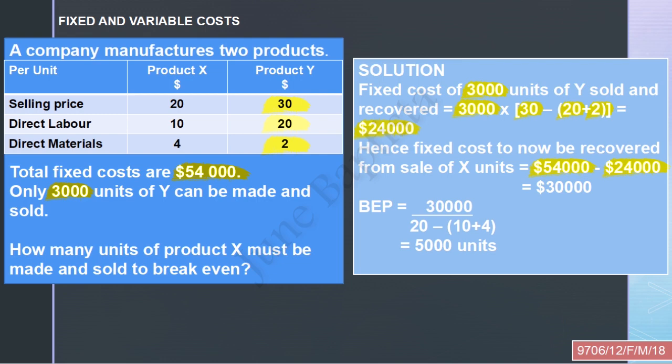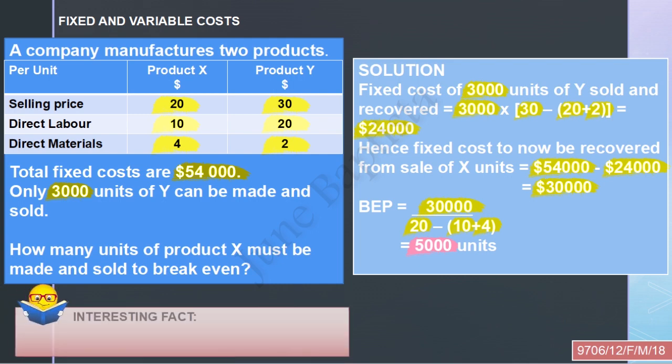Therefore, the break-even point is equal to fixed costs, $30,000, divided by $20 selling price of product X, minus the variable costs of product X, $10 direct labor, $4 direct materials, to give us 5,000 units.